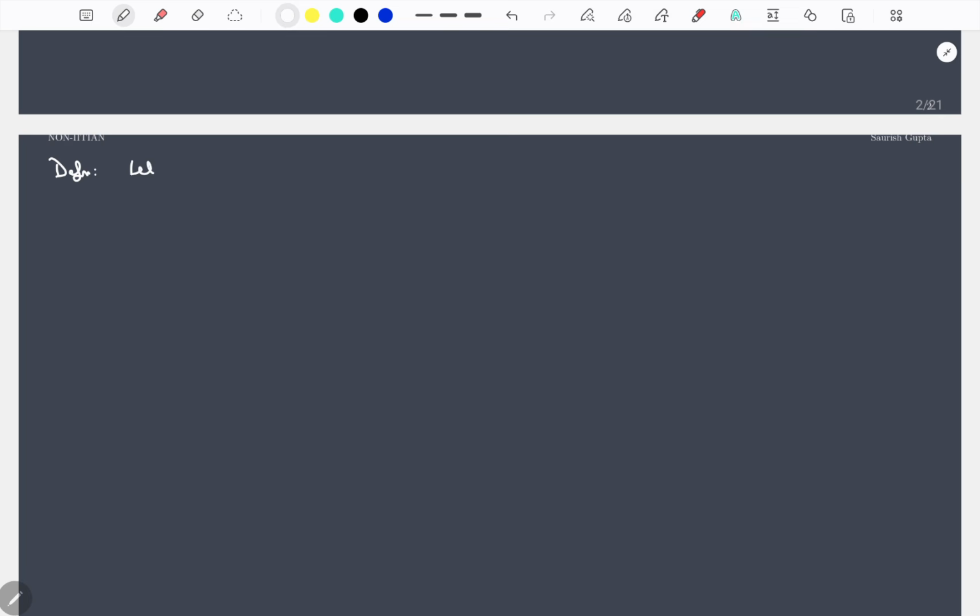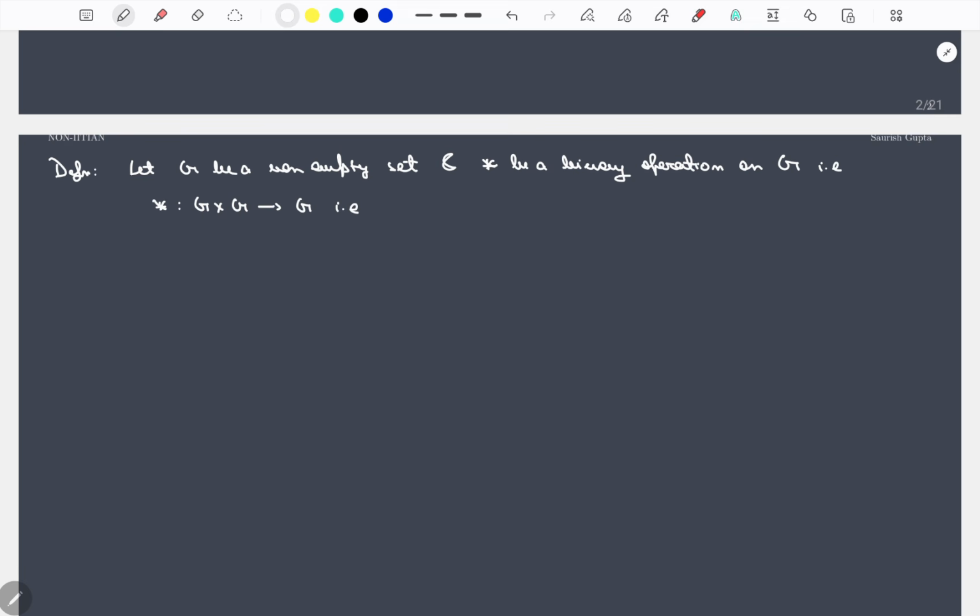So let G be a non-empty set. It's essential for it to be non-empty, otherwise you won't be able to do anything. Let star be a binary operation on G. That is, star is a function from G cross G to G.